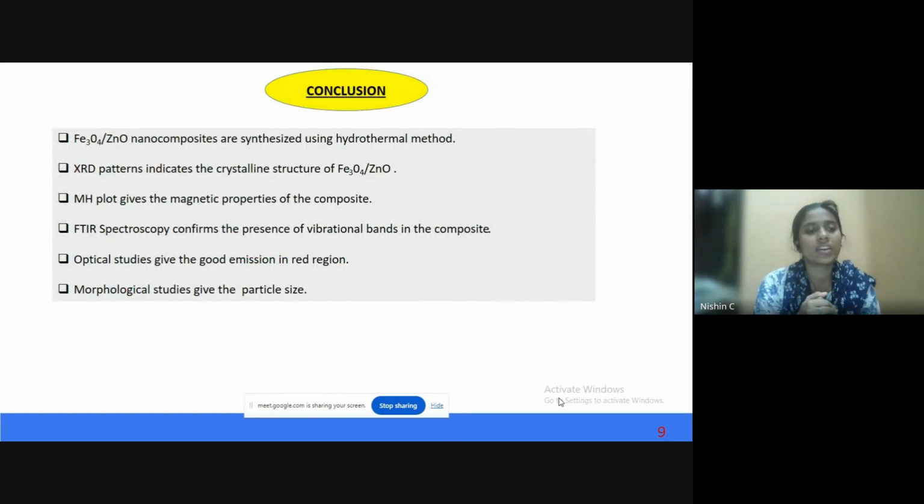Conclusion: Fe3O4 ZnO nanocomposites are synthesized using the hydrothermal method. The XRD patterns indicate the crystalline structure of Fe3O4 ZnO nanocomposites. The hysteresis plot indicates the magnetic properties of the composite. FTIR spectroscopy confirms the presence of vibrational bands in the composite. Optical studies give good emission in the red region. Also, the morphological studies give the particle size of both the samples.